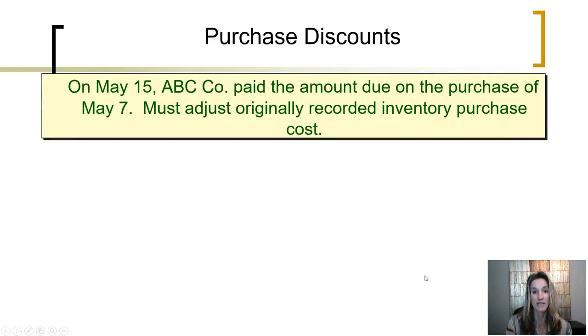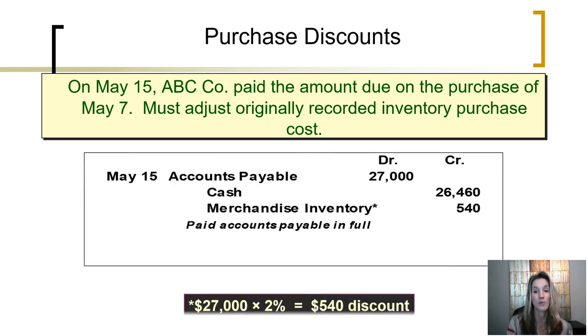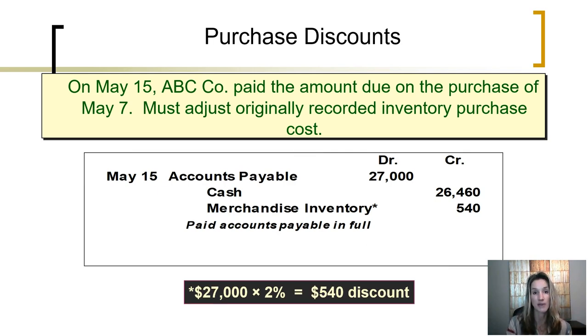If, within that 10-day period, ABC paid the amount due, here they paid on May 15th for the purchase on May 7th, we have to adjust the originally recorded inventory purchase cost. Recall we originally purchased and recorded a $27,000 asset. However, we are not actually paying $27,000 for that asset. We are actually only paying $26,460 because we took a 2% discount. $27,000 times 2% means we took a $540 discount.